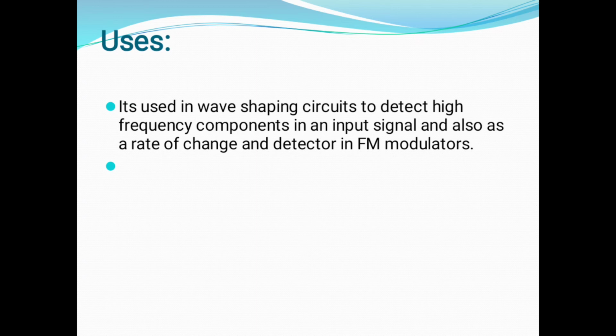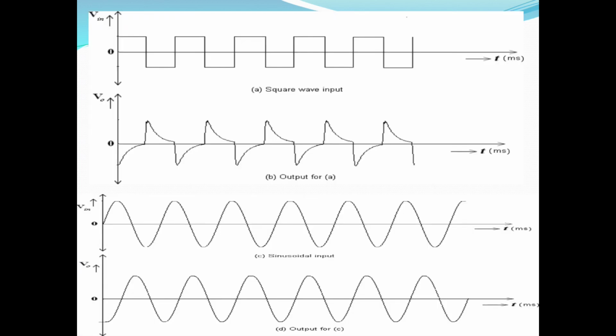It is used in wave shaping circuits to detect the high frequency components in an input signal, also as a rate of change detector in frequency modulation. The graph output representation is as follows: a square wave input gives the output shown for A, and a sinusoidal input gives the output for C.